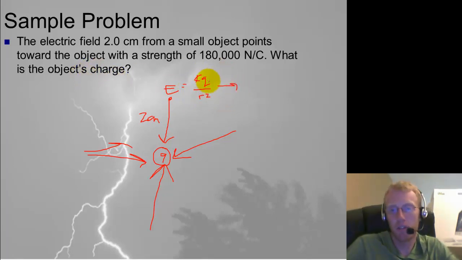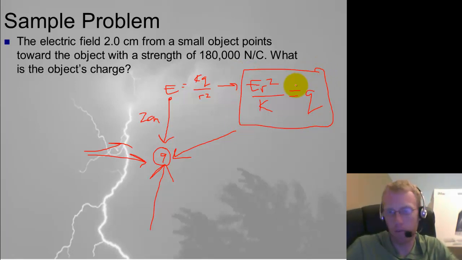So we need to solve this for q. Multiply r squared over here. So we get Er squared. Divide both sides by the k, equals q. Okay, I'm going to leave it at that just for the sake of moving more quickly through these notes. But if you plug in the distance is 2 centimeters, converting units, E is this number here, and k is 9 times 10 to the 9th, you can find the charge.